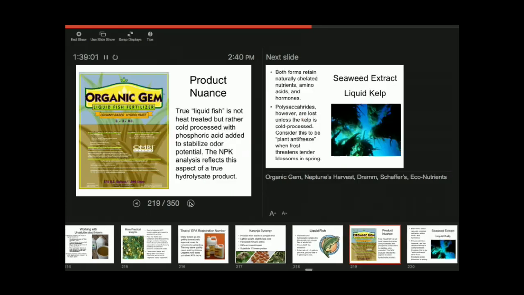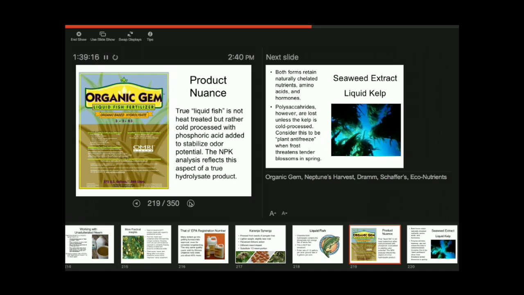And with fish products, because it is considered a fertilizer, it has an NPK number on the label. So N for nitrogen, P for phosphorus, K for potassium.